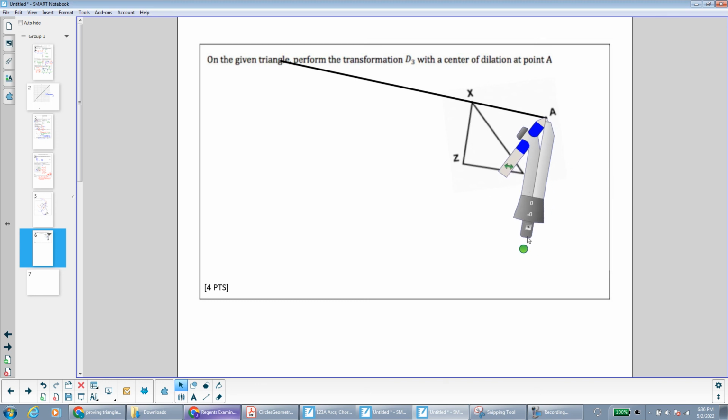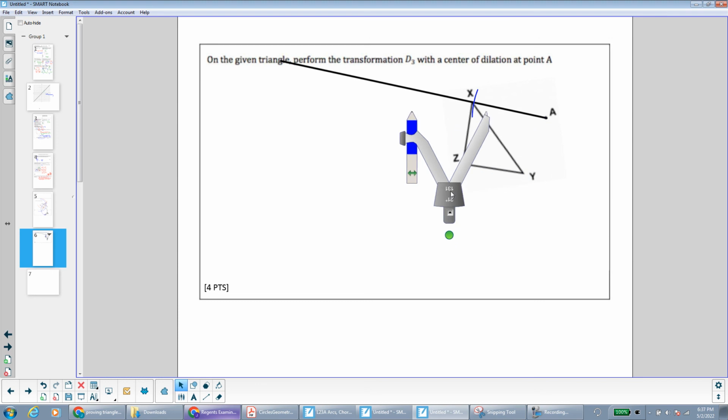Oops, my compass keeps moving. So I want to measure the distance from my center of dilation to my pre-image point, so to point X. I'm going to try to get this as good as possible. There we go. And I'm going to just make an arc to show that I measured. Not perfect, trying to be as close as I possibly can though.